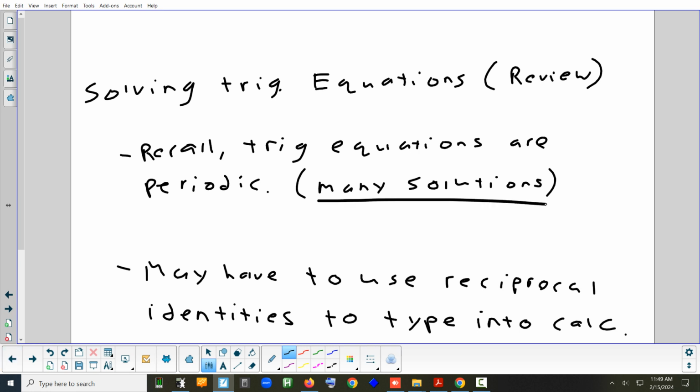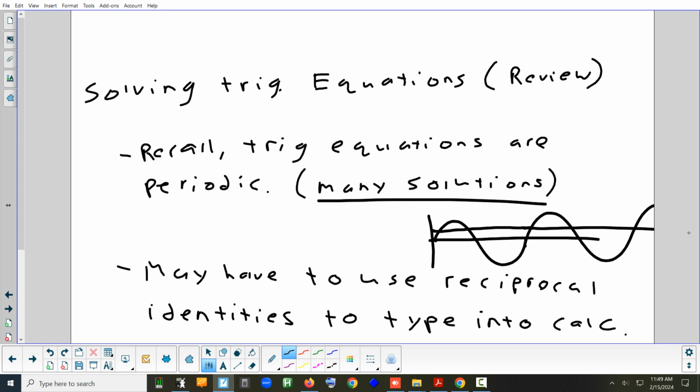Trig functions, if you can find one solution, then they have infinite solutions. Say this is your first cycle, and you drew a line at like 0.5. How many times does that line cross the sine wave in that cycle? Two. How many times is it going to cross it in the next cycle? Two. The previous cycle? Two. If you draw this forever, it's just going to keep crossing two times every cycle.